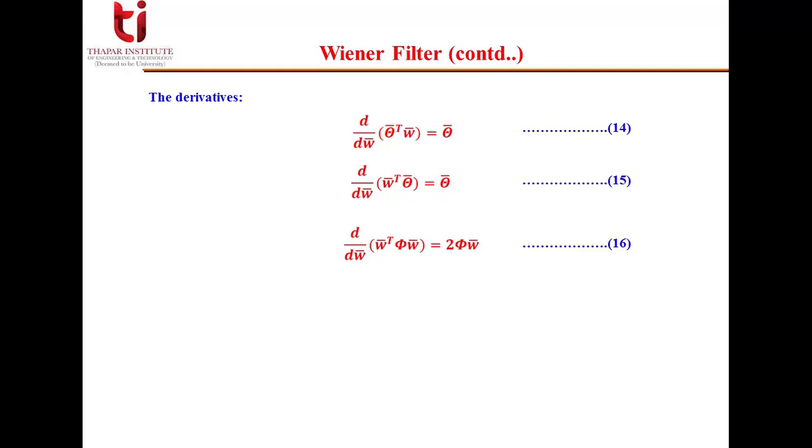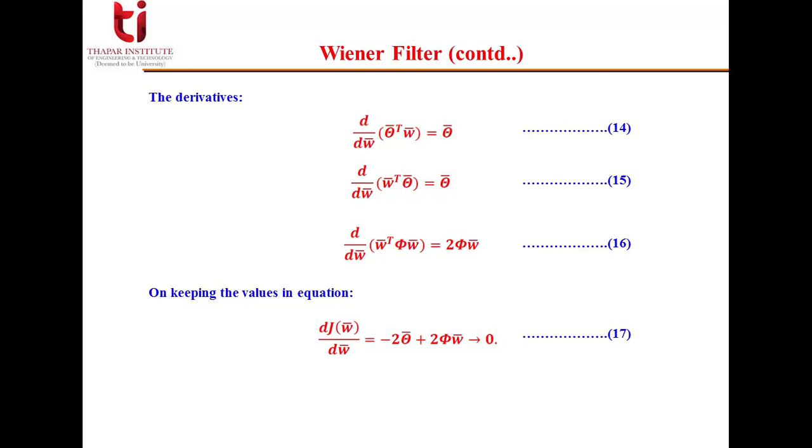And if we substitute all these derivatives in the equation of mean square error, you will get this equation, the derivative of J with respect to the tap weights vector, which will be equal to minus 2 theta plus 2 phi W vector, and if I want to calculate the minimum, we have to keep this equal to 0, that is our equation number 17.